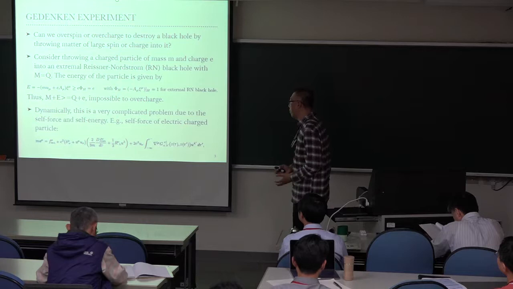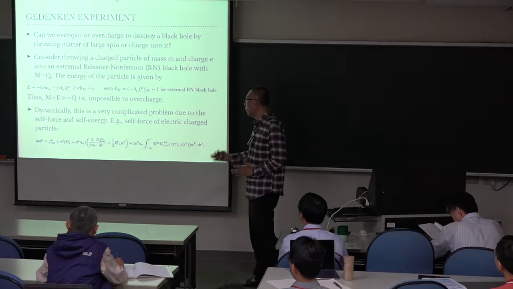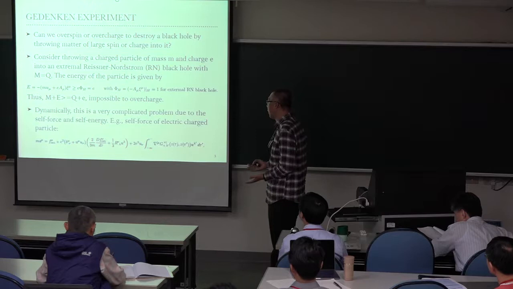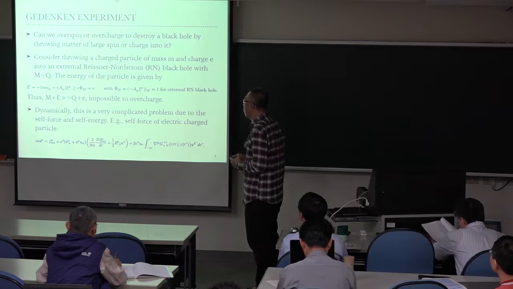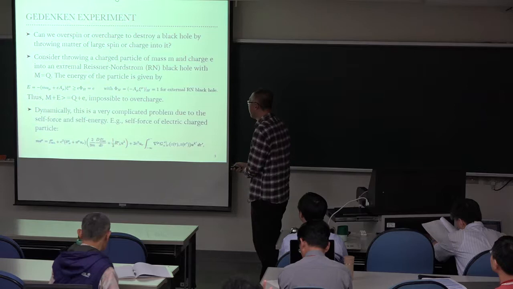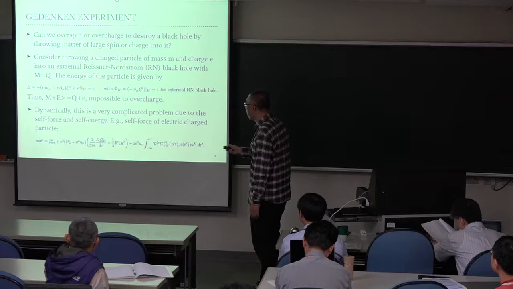Even until today, people still have a very hard time calculating the self-force up to the second order. So we are not so sure if we can dynamically study this problem and prove the cosmic censorship. However, there is a smart way. We just consider the energy budget. Instead of considering a dynamical problem, we treat it as a kinematic problem. So we require that we will not violate M greater than Q from the point of view of energy conservation. For example, it's not difficult to see that if I have a particle with charge and mass, then the energy associated with this charged particle would be something like this. And because of the timelike Killing vector and M is positive, it's always greater than E times the potential at the horizon.